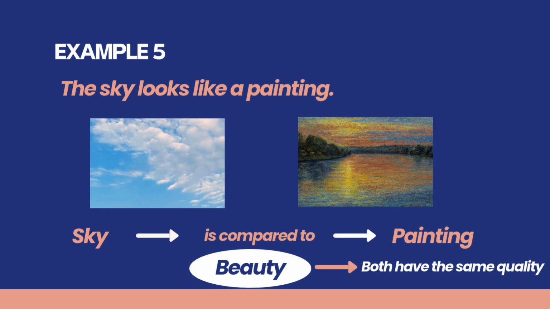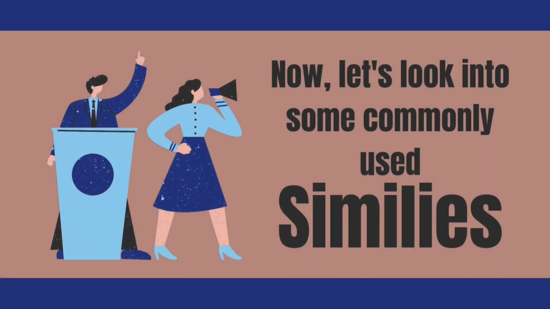Now let's move to the last example. The sky looks like a painting. Here again we have two things, the sky and a painting. They are completely different. One is real and the other is man-made. But they share one quality, beauty and color. So when we say the sky looks like a painting, we mean the sky is so beautiful, colorful and perfectly shaped that it appears as if someone has painted it on canvas. So that is the power of simile. It helps us describe something in a creative, visual way.